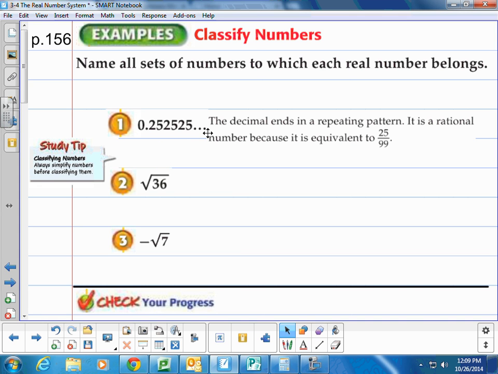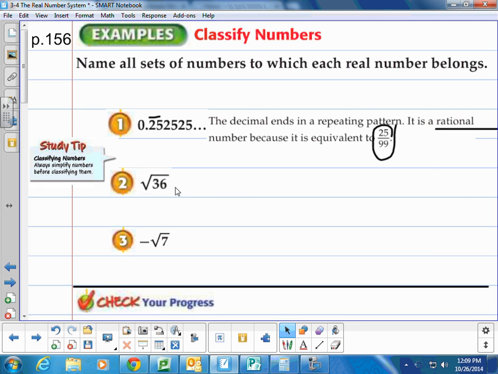So yes, the dots say it continues, but we could label this with bar notation because it is 0.25 repeating. And we know that repeating decimals, we can write them over 99 or whatever 9 place value they're in. So the decimal ends in a repeating pattern. It is a rational number because it's equivalent to 25/99. Since I can write it as a fraction, I know that it's rational.